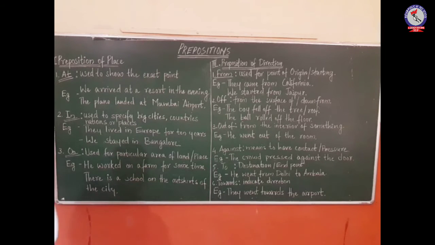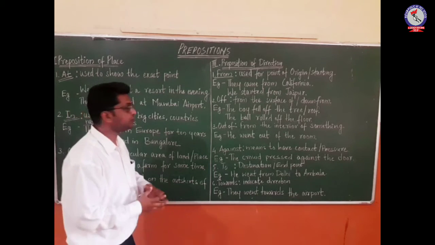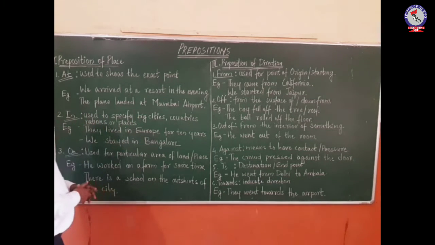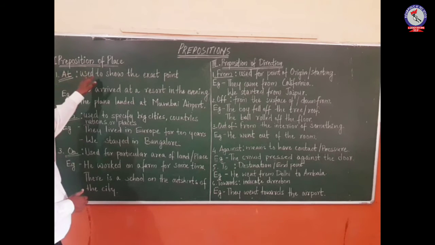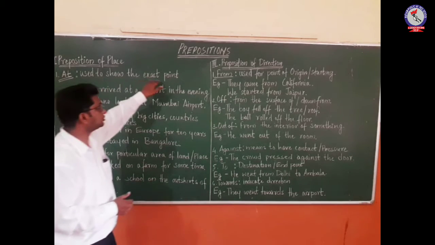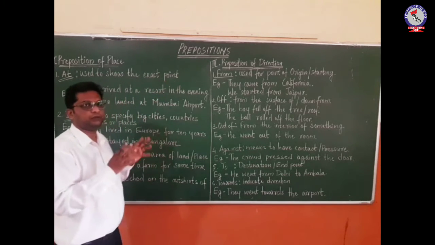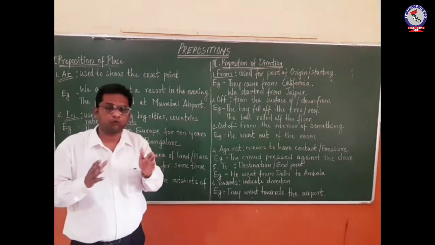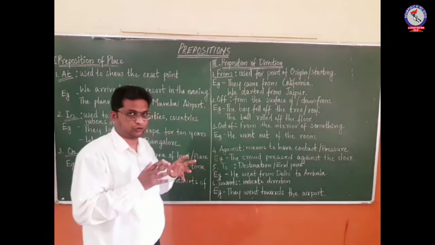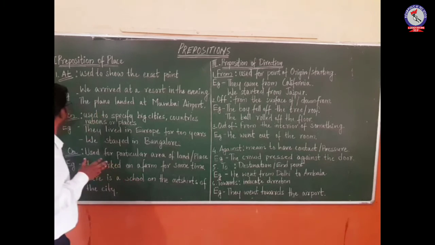Let us see the preposition of place. At. We will see the use of at. It will be used to show the exact point. So see the example here.